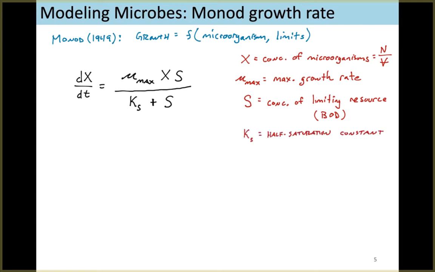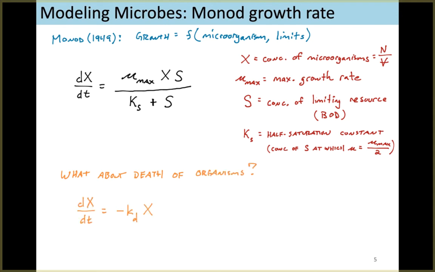Throttling this down is this idea of a half saturation constant. And so that's asking, what amount of substrate do you have when you reach half of the growth rate? So Ks is calculated as basically the concentration of substrate when you reach half of your maximum growth rate. So what's written there in black describes the growth part of microbes.